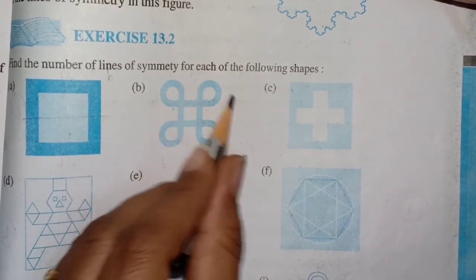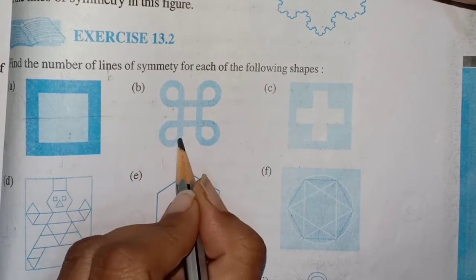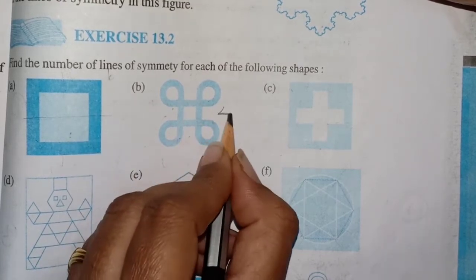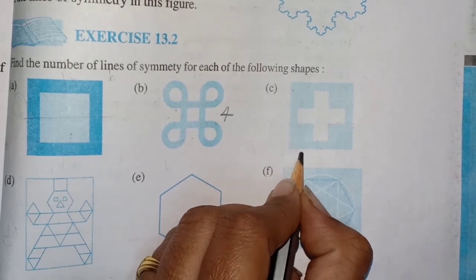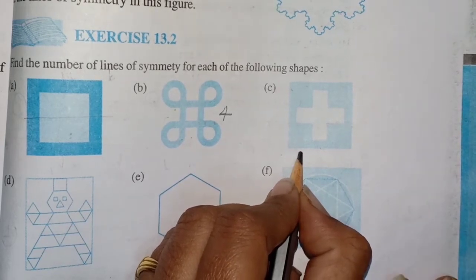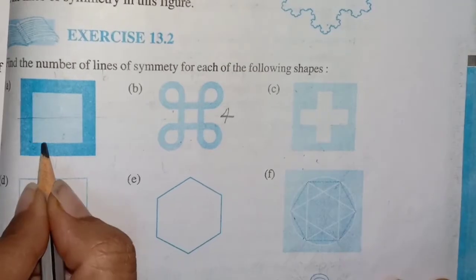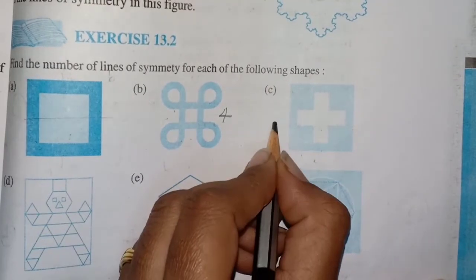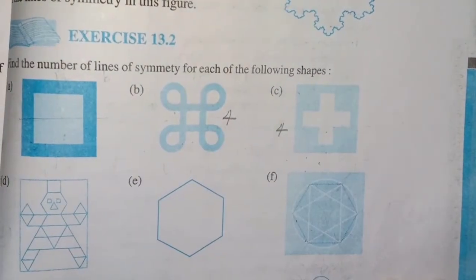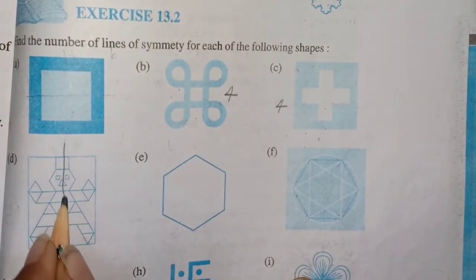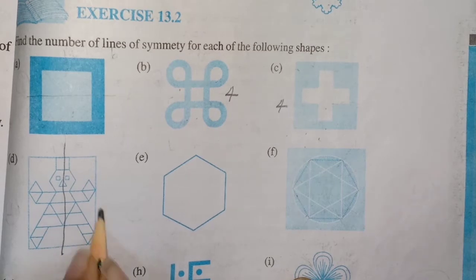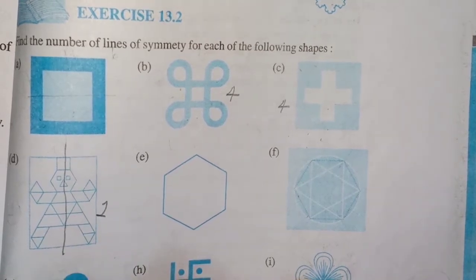In the same way, this is also a figure like a square. So here also we draw the 4 symmetrical lines. In question number C, the same thing applies, so here also we draw the 4 symmetrical lines. But in this figure we have to draw only 1 symmetrical line, a vertical one. So here we draw 1 symmetrical line.